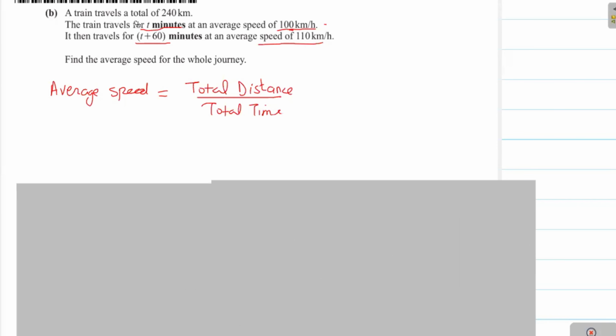In part B, a train travels a total distance of 240 kilometers. The train travels T minutes at an average speed of 100 kilometers per hour. It then travels T plus 60 minutes at an average speed of 110 kilometers per hour. Find the average speed of the whole journey. The average speed of the whole journey is equal to total distance divided by total time. Here the total distance is 240 kilometers. Total time here is T in the first part, and in the second part T plus 60.